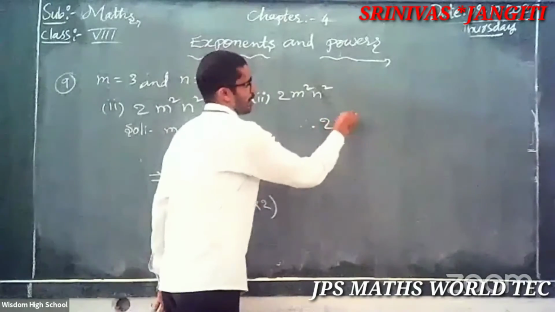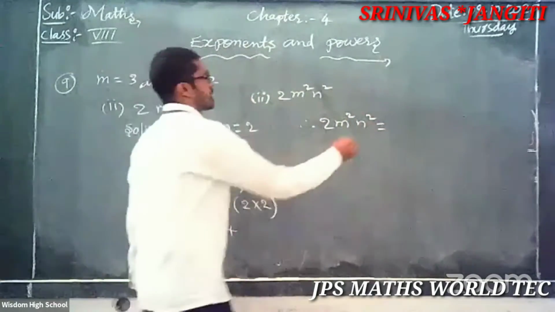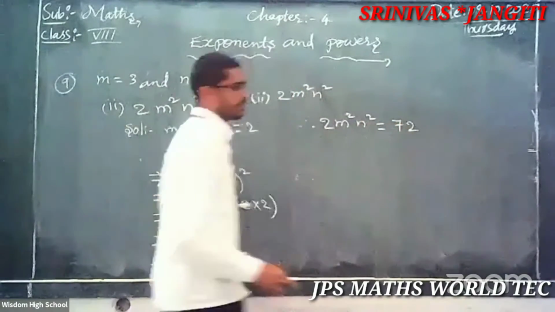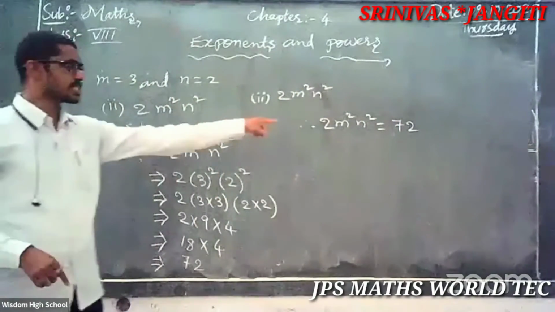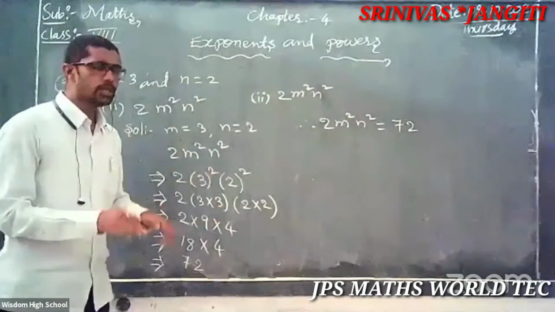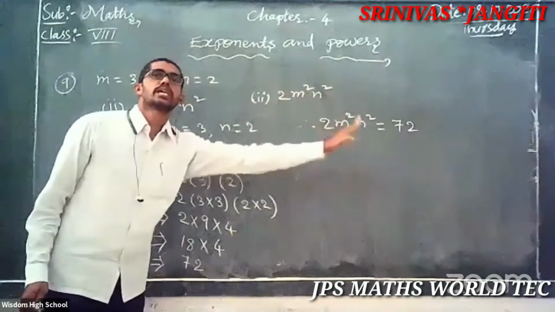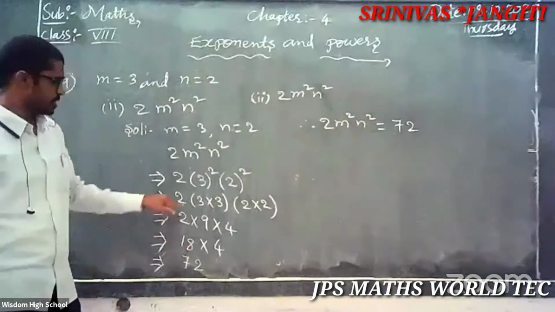2m square n square is equal to what? You get 72. Is it clear, all of you? So when m is equal to 3 and n is equal to 2, that implies 2m square n square is equal to 72. Is it clear? Just simple here.